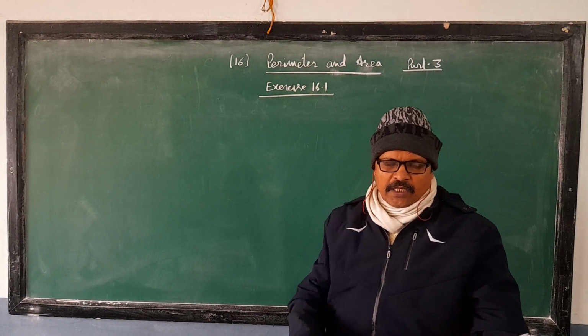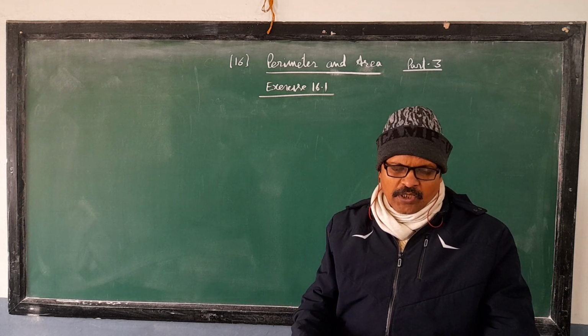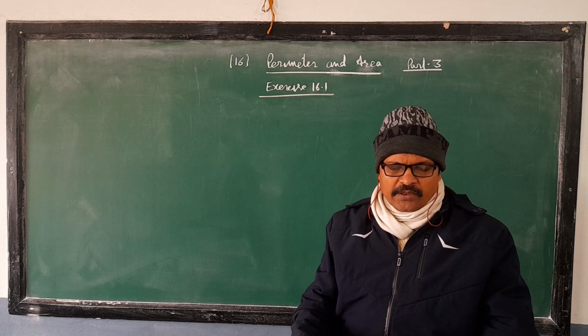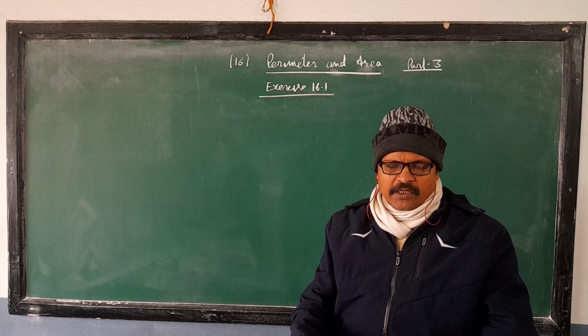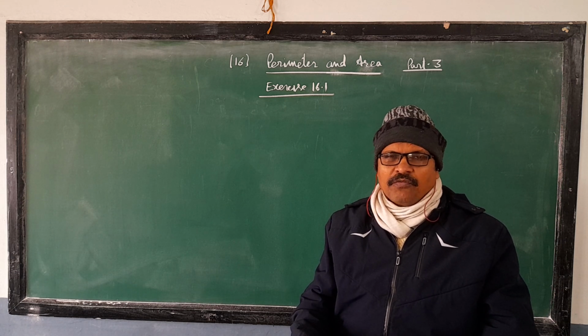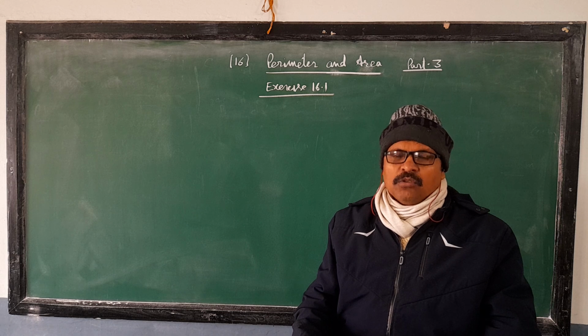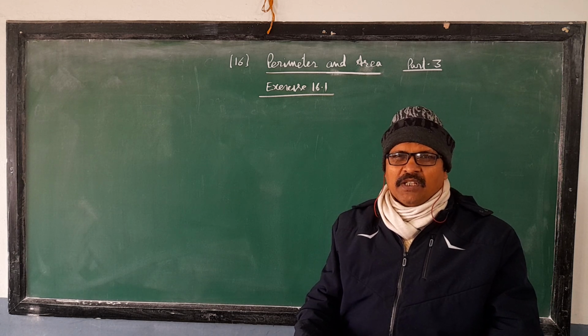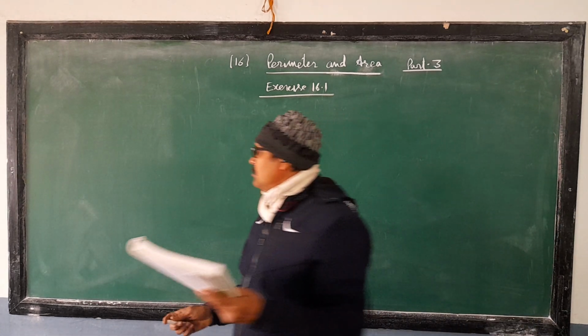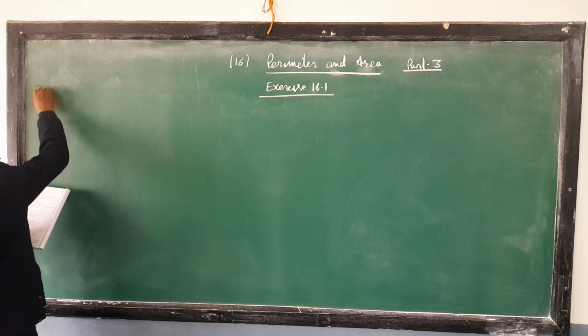The area of a rectangular plot is 540 meters square. Its length is 27 meters. Find its breadth and perimeter. So first we have to find breadth. You know that the formula for finding breadth is area upon length. So write down question number 3.